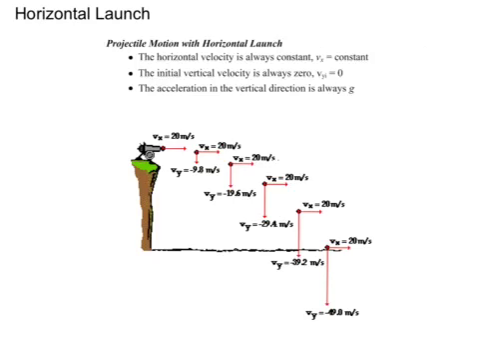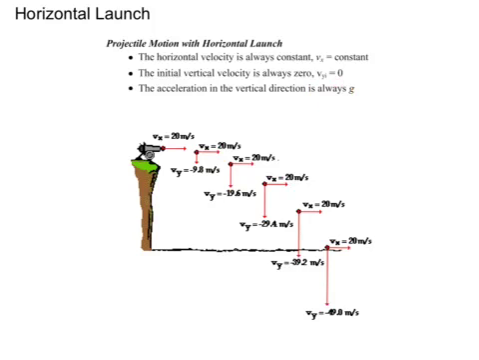So let's begin with looking at horizontal launch problems. In a horizontal launch problem, the horizontal velocity is always constant. The initial vertical velocity is always 0. And the acceleration in the vertical direction is always g, 9.8 meters per second squared, down.